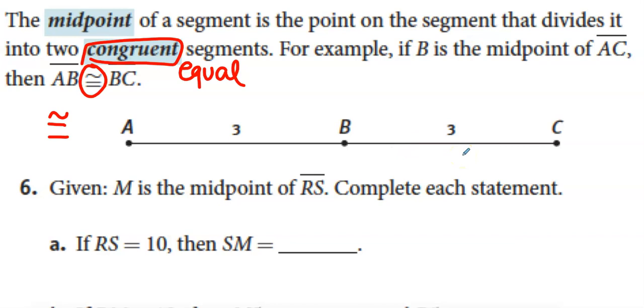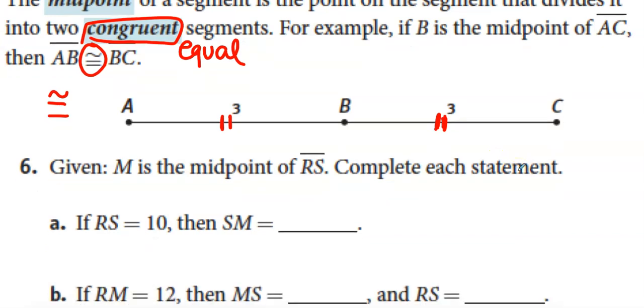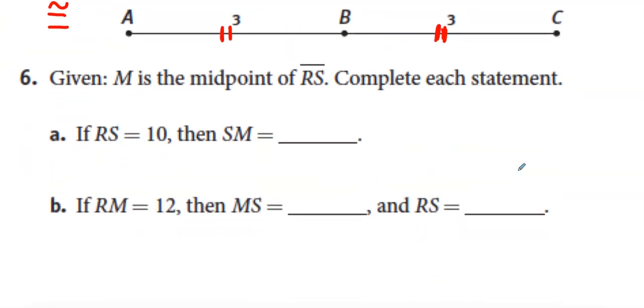Okay, in geometry you also may see these tick marks. So if you see a tick mark like this, that's also a way for them to tell you that AB is congruent to BC. You may see two tick marks and two tick marks. As long as they have the same amount of tick marks, that means they're congruent. All right, let's move on to an example.